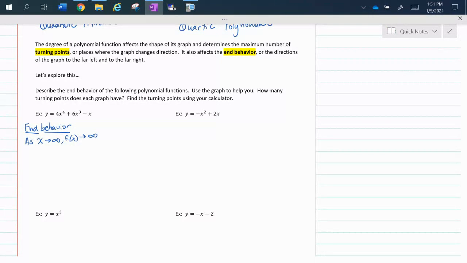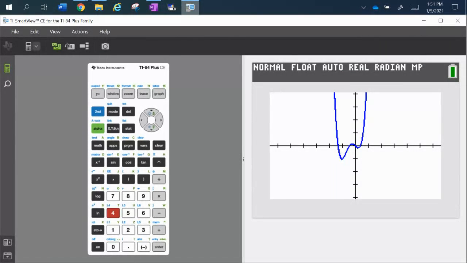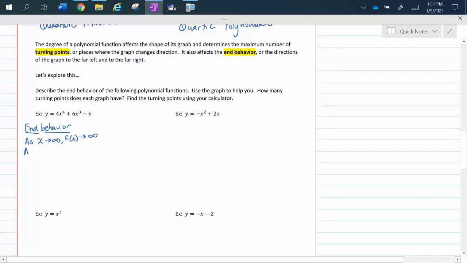But this is how we say it. We write as x approaches infinity, f of x approaches infinity. That's the first sentence. And we notice on the graph that as we go forever to the right, the graph's going up forever. And we also notice as we go forever to the left, the graph is also going up forever. So my second sentence needs to say, as x approaches negative infinity, f of x approaches infinity also.